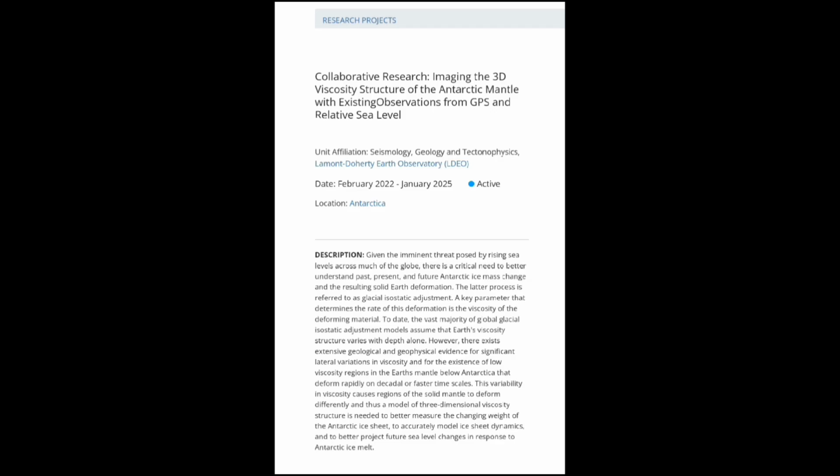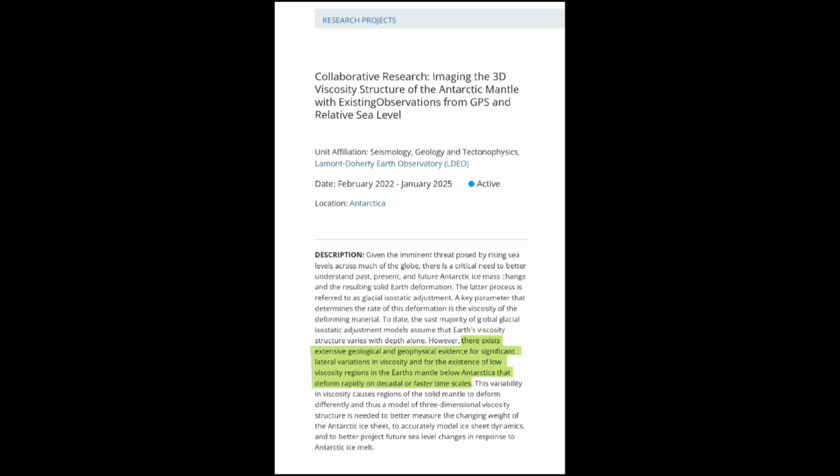And within this research, you can see that it says there exists extensive geological and geophysical evidence for significant lateral variations in viscosity and for the existence of low viscosity regions in the Earth's mantle below Antarctica that deform rapidly on decadal or faster timescales. Now, again, viscosity is a rock's ability to resist gradual deformation. And right here, they're saying that there is geological and geophysical evidence of low viscosity regions in the Earth's mantle below Antarctica that deform rapidly on decadal or faster timescales.